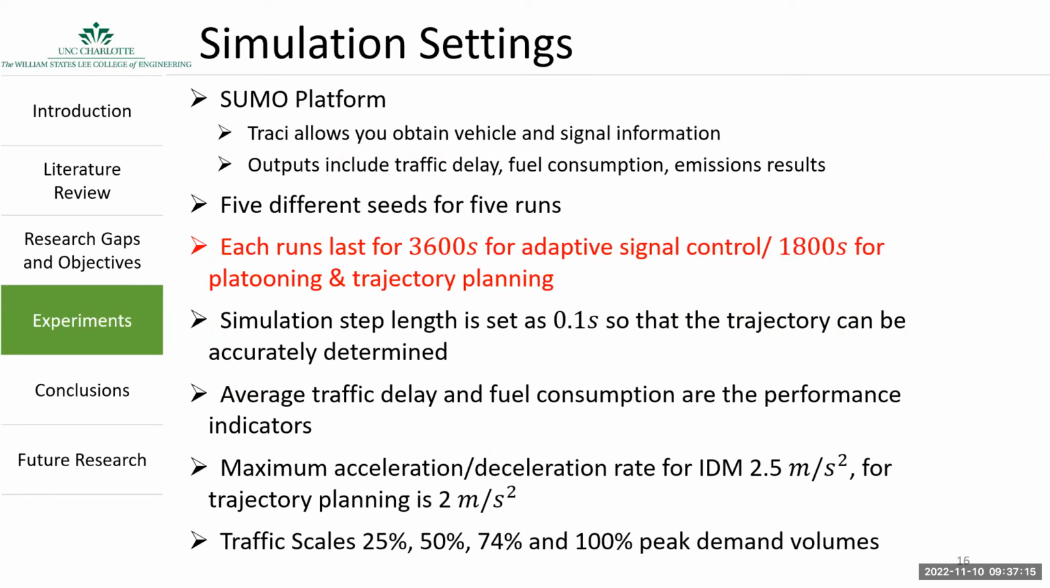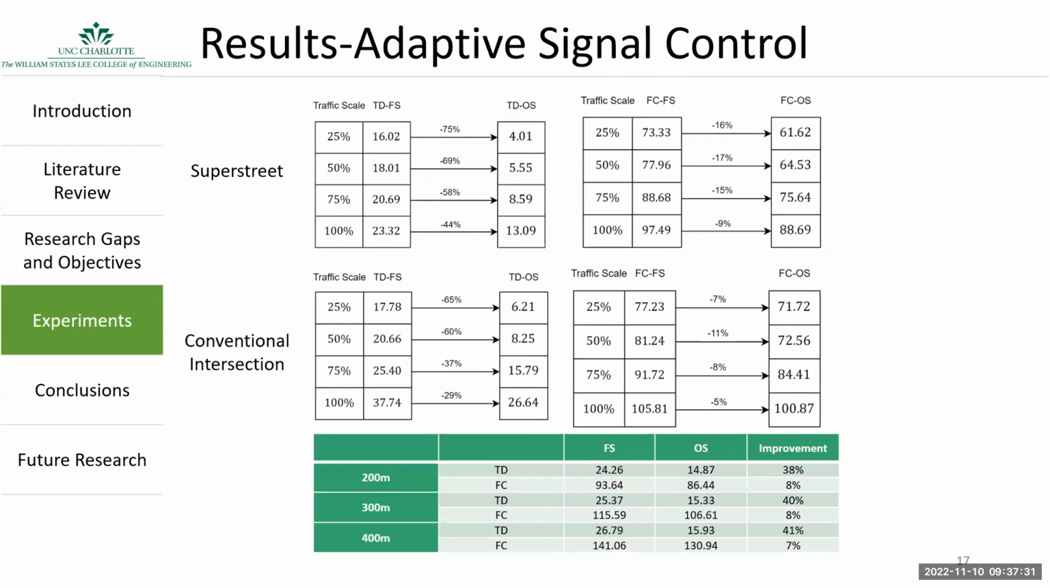possible. The average traffic delay and fuel consumption are the performance indicators, and the acceleration, deceleration, and traffic scales are just set based on the existing literature. So now we can go check the results for the adaptive signal control.